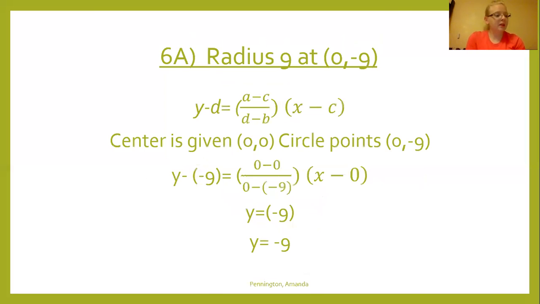Now we got 6. So for A, show and explain the equation of the line that is tangent to the circle of radius 9 at (0, -9) and whose center is at the origin. Okay? So we're going to use an equation right here, y minus d equals parentheses a minus c over d minus b parentheses in parentheses x minus c. The center is given at (0, 0), and so the circle point is (0, -9). When we plug that in, all the zeros will cancel out, and that x will cancel out as well since it has no value, and we're going to get y equals -9.